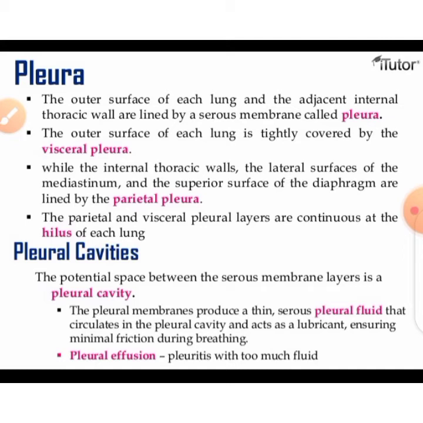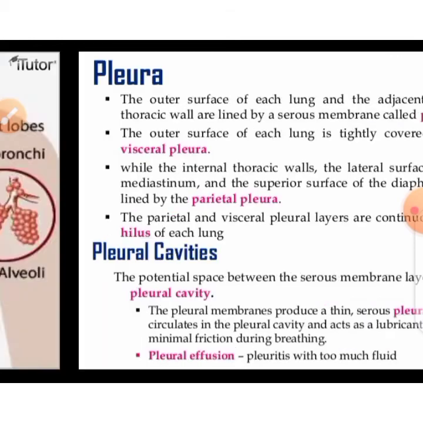Pleural cavity: the potential space between the serous membrane layers is the pleural cavity. Pleural effusion is pleuritis with too much fluid. There's too much fluid around the lungs, where you have what we call pleuritis. Pleuritis simply means inflammation of the pleura as a result of too much fluid.